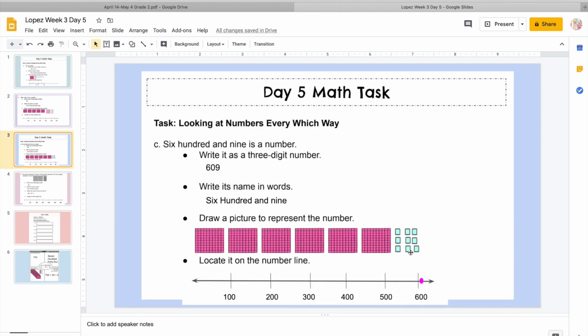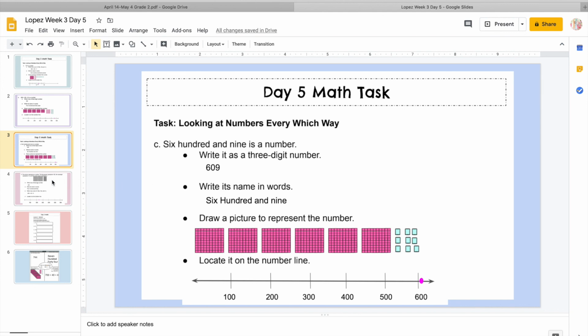Okay, now we're going to locate it on a number line. And again, 609 is closer to 600. It's only slightly past 600. So we need to locate that 600 on the number line and then plot that point just after the 600, a little bit.